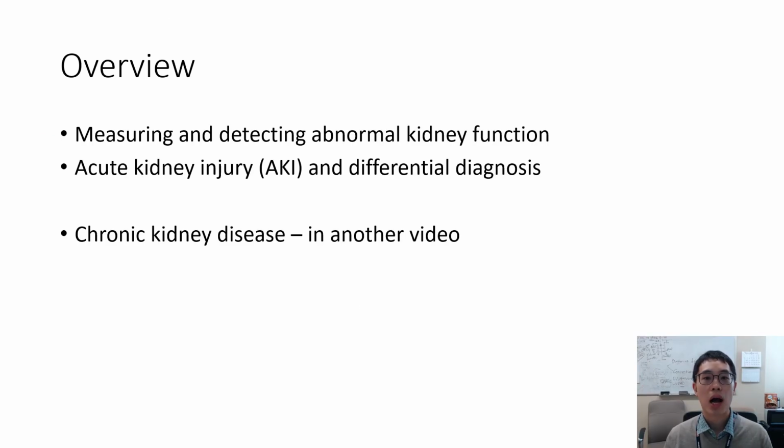Let's first go over how we detect abnormal kidney function, usually through blood and urine tests. Then we will be discussing the differential diagnosis to acute kidney injury and how we work up AKI. In another video, we will discuss chronic kidney disease and changes that we can see with patients having chronic kidney disease.